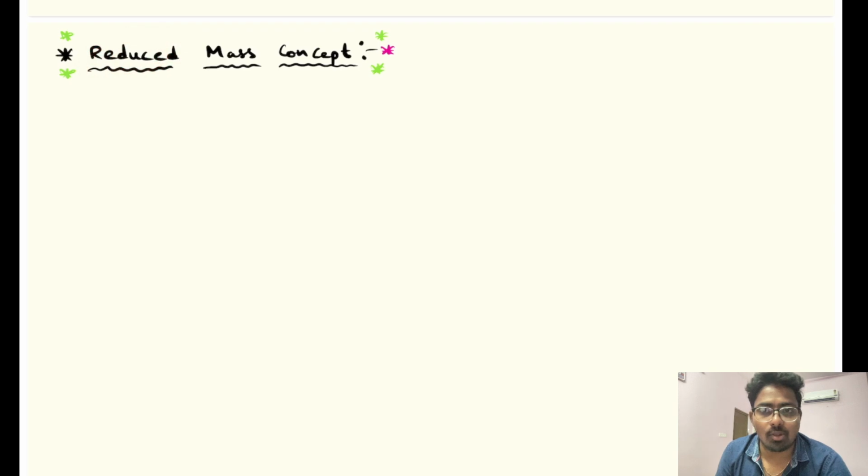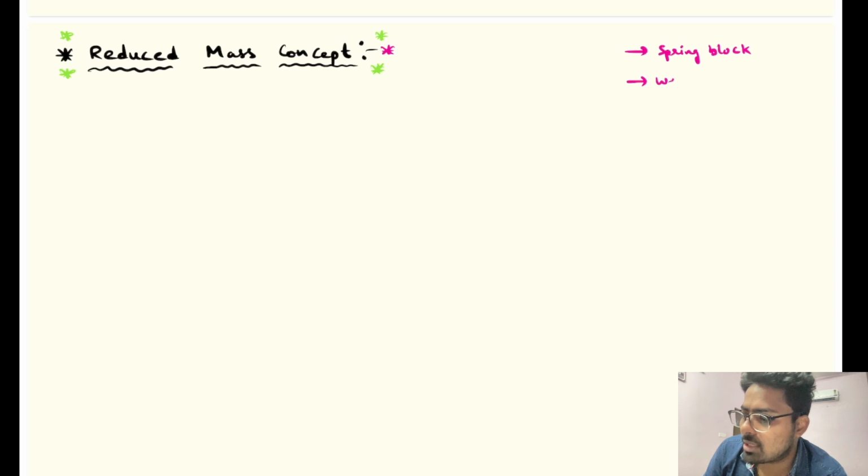So today's concept is reduced mass. By using this concept, I'm just going to tell what chapters or concepts you can deal with from here. The first one is spring block systems. The next one is wedge and block problems. The third one is friction, where friction with blocks, wedges, whatever it is.